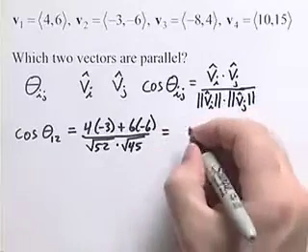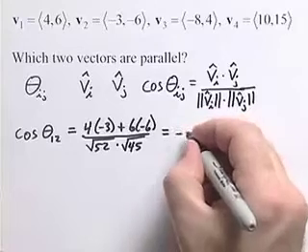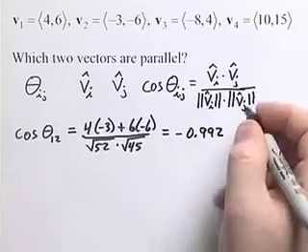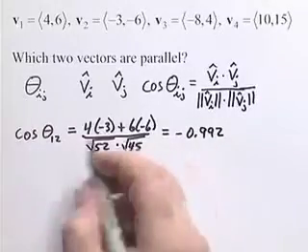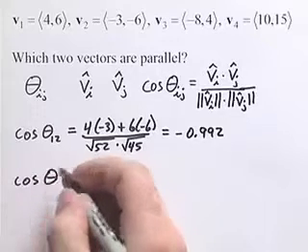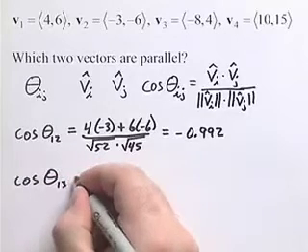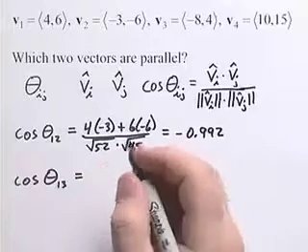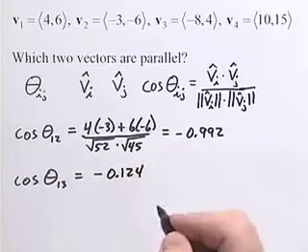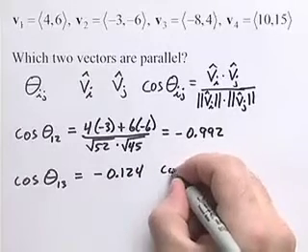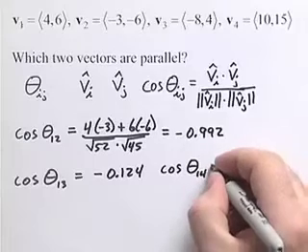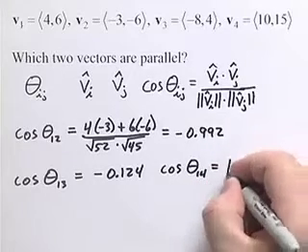If we clean this up, we'll get this is roughly negative 0.992. If we proceed in the same way for the remaining pairs, we'll get cosine theta of vectors 1 and 3 turns out to be negative 0.124. Cosine of theta for vectors 1 and 4 turns out to be 1.